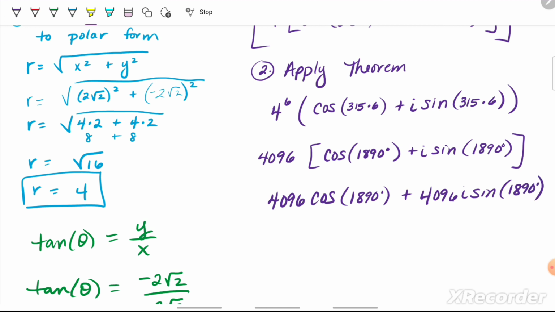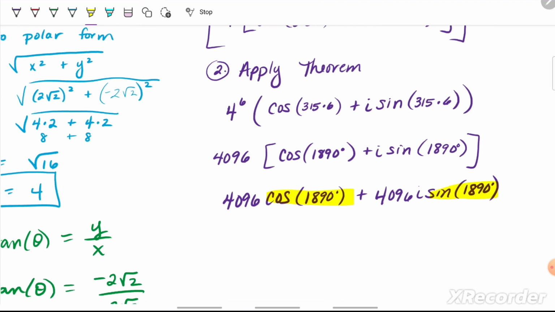And now we need our two exact trig values. Well, I'm not super familiar with what cosine of 1,890 is. So we'll want to get a coterminal angle that is between 0 and 360 so we can actually find these values. Remember, to find coterminal angles, you just subtract 360 over and over until we get a number somewhere between 0 and 360. And if you do that over and over again, we will eventually land at 90 degrees.